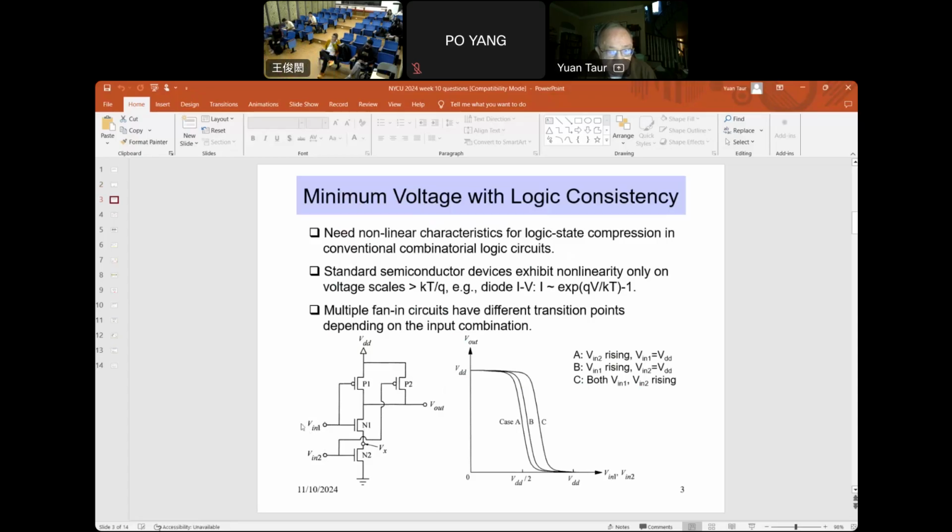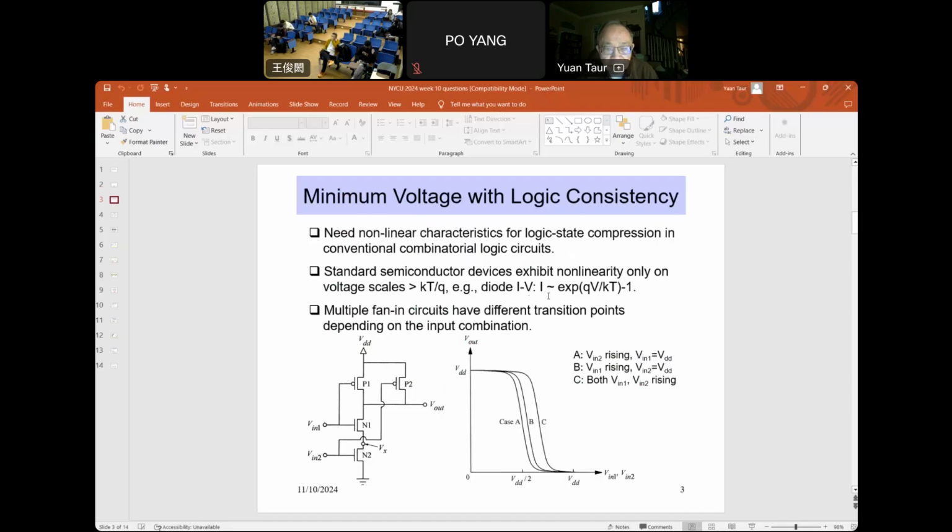Four different combinations, but the output is only two, 0 or 1. Okay, so for this to be accomplished, the transistor has to be nonlinear. Okay, nonlinearity is required for digital logic circuits.